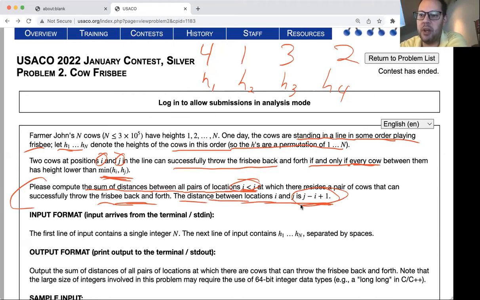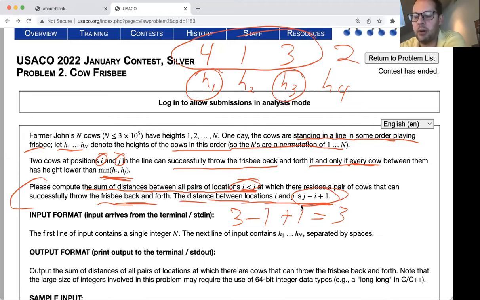The reason is that if you think about the distance from here to here, H1 to H3, you would think that would be a distance of 2, but they actually want it represented as 3 minus 1 plus 1, which is equal to 3. So essentially what you're doing is counting the number of cows involved in that range, including the first cow and including the last cow. So that's a distance of 3, not a distance of 2. We can't just do J minus I. We have to do J minus I plus 1.